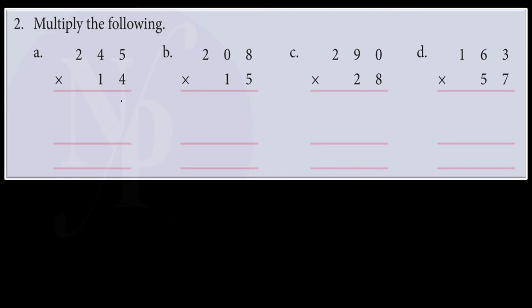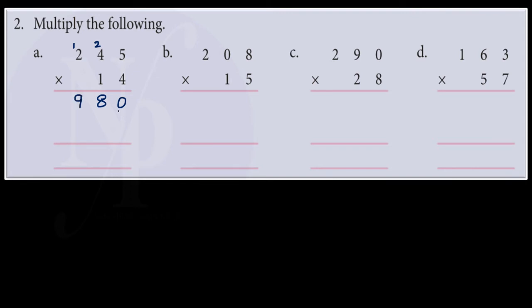So we write 0 in ones place and 2 is carried forward. 4 4s are 16. 16 plus 2 is 18. 8 is written here and 1 is carried forward. 4 2s are 8. 8 plus 1 is 9.